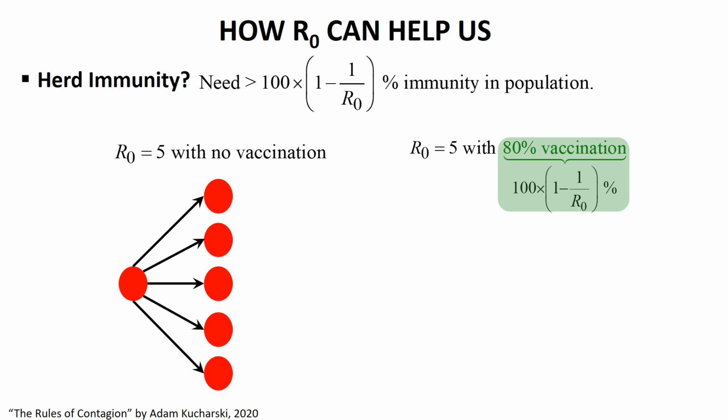Now, if we put that R0 of 5 into the equation, we find that we need 80% vaccination at least in order to get this herd immunity.